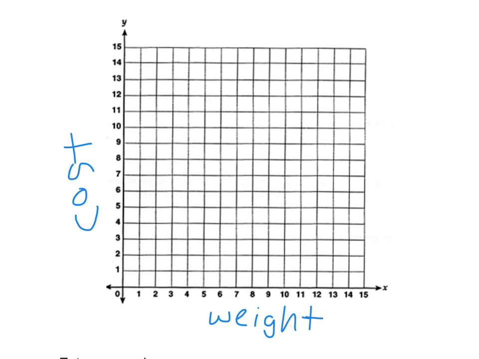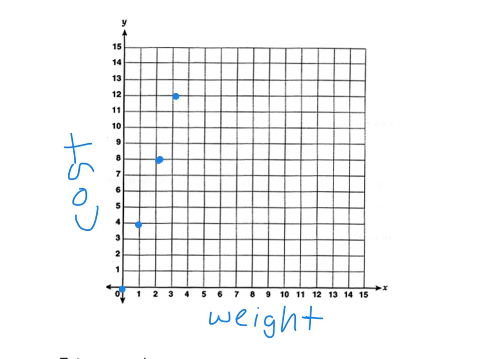So in other words, if you bought 0 pounds, it would cost you $0, so the dot would go on 0, 0. If you bought 1 pound, it's going to cost you $4. If you bought 2 pounds, it's going to be 8. If you bought 3 pounds, it's going to be 12. If you bought 4 pounds, it would be 16, which is above the lines there. So that's showing you the relationship.